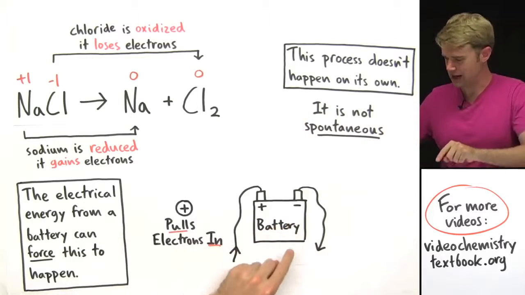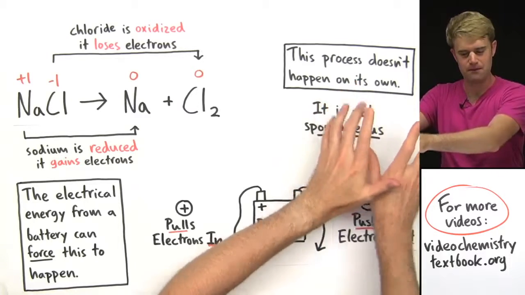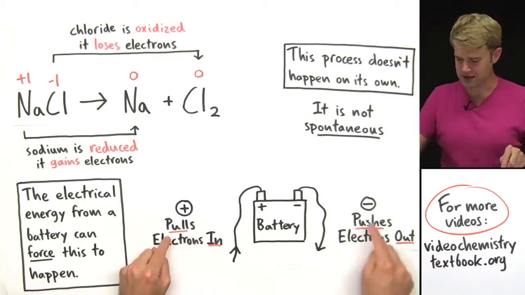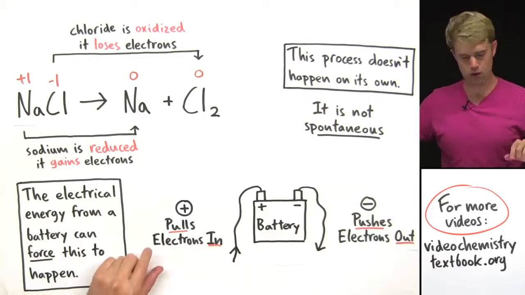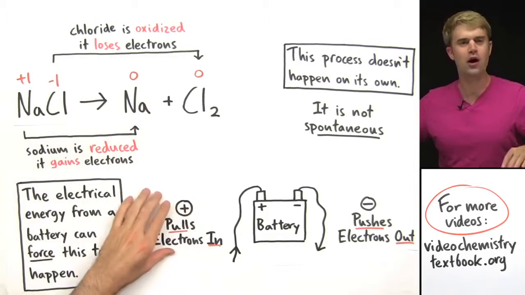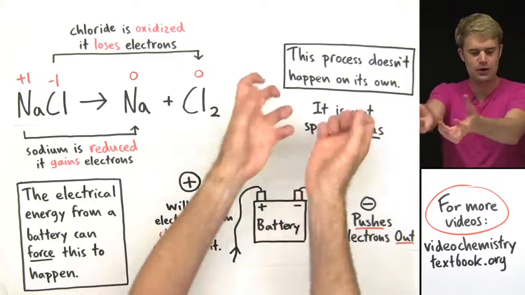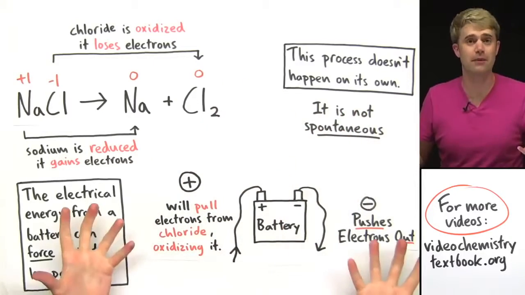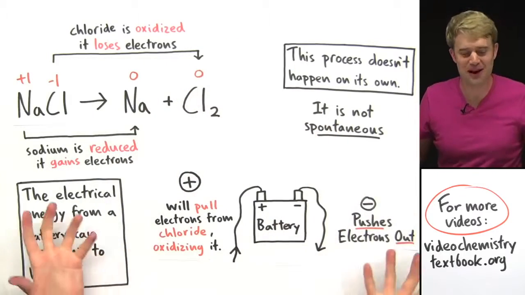And the negative side of the battery pushes electrons out. So these two things can force this process to happen. Chloride doesn't want to lose its electrons. But you know what? The positive side of the battery just pulls electrons away from it, right? It's like, you don't want to lose these electrons? Tough. I'm just going to pull them away from you.